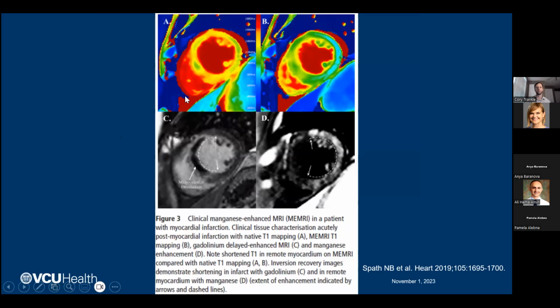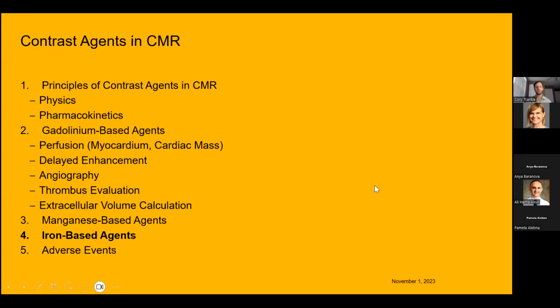And then here you are with native T1 mapping in a patient with an acute myocardial infarction. And then manganese enhanced. So you see that the normal myocardium is affected by the manganese contrast agent. And then here with standard gadolinium contrast-enhanced agent, you see that the area that enhances is the scar instead. So it's sort of showing you two different sides of the infarct, two different sides of the viability. So it's kind of interesting.